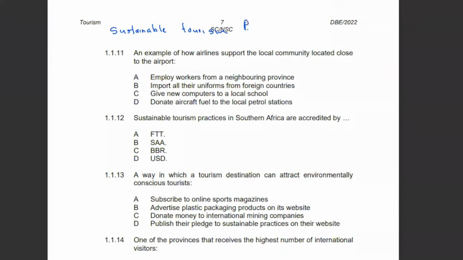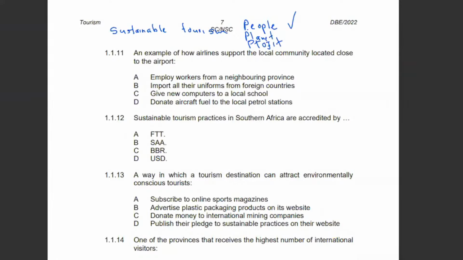Where you talk about the 3 P's, which are people, planet, and also profit. All right. So the pillar which is being discussed here is people. How can local airlines support the needs of people? There are different options which are given. I would want to eliminate the wrong options and also give reasons why we are eliminating those options.